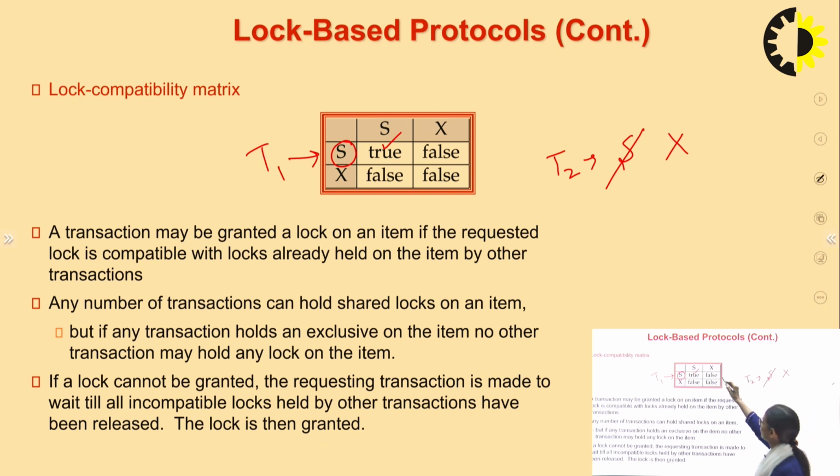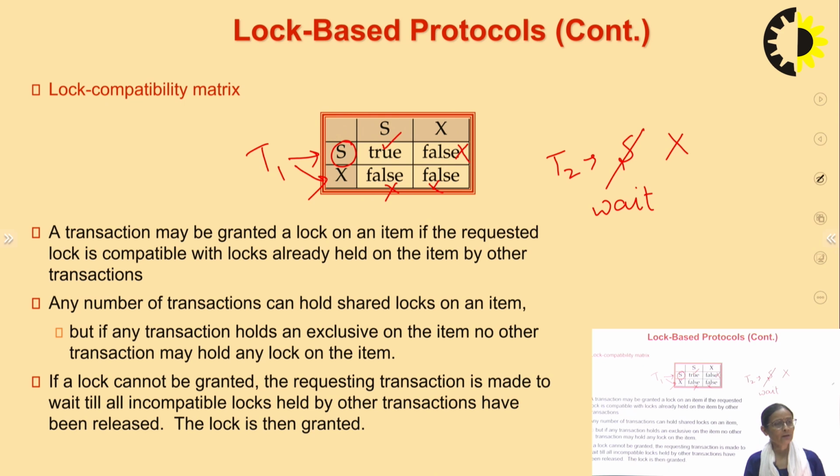Then according to this matrix, it is saying false. So transaction T2 has to wait. Similarly, if T1 is having lock X, then according to this matrix, any other transaction which is coming into the system, and if it is demanding lock S or X, then none would be granted.